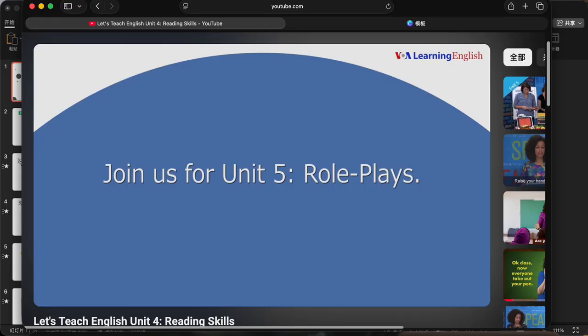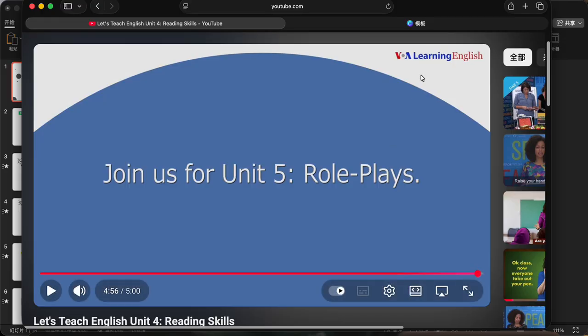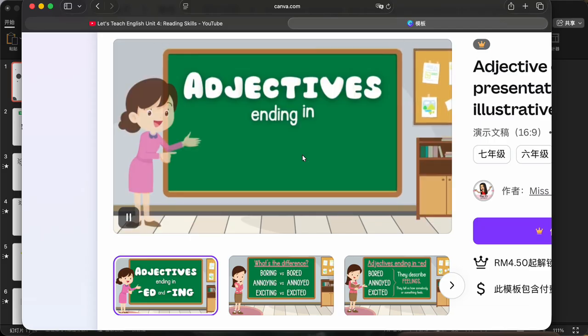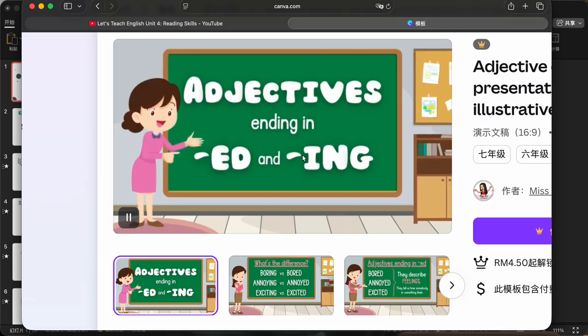And next, I can illustrate the second part of the slide I downloaded. We can see it's an English class about the adjectives ending in -ed and -ing, and we know that's the main grammar of this class, to help students recognize the difference between these two kinds of adjectives.